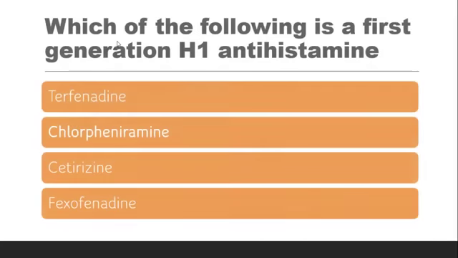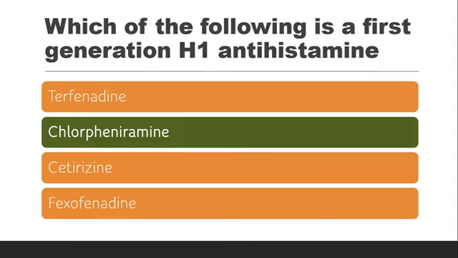Next question is, which of the following is a first generation H1 antihistamine? First generation H1 antihistamines are like chlorpheniramine, from the propylamine, and diphenhydramine, from the ethanolamine. Two antihistamines. So the correct answer is, it is chlorpheniramine.